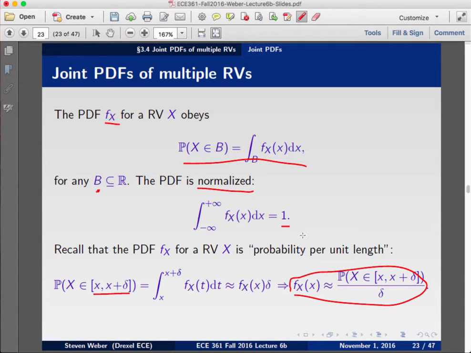So keep that in mind, these 3 things: that the PDF for a single continuous random variable is interpreted as having the property that if I integrate that function over any region B, I get the probability that the random variable x is in that set; that the PDF must be normalized, meaning if I integrate over all possible values I get 1; and that I can interpret the PDF as a probability density per unit length based on an argument like this, which corresponds to a Riemann sum argument from calculus.